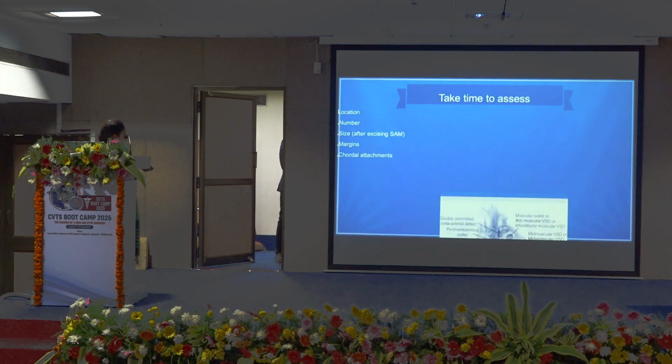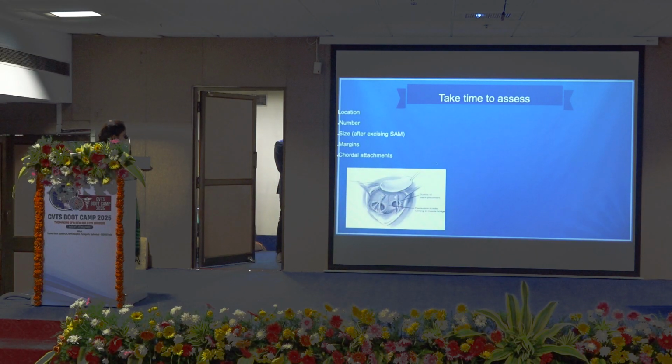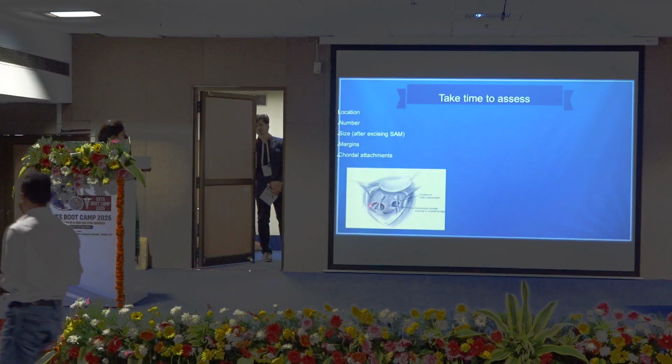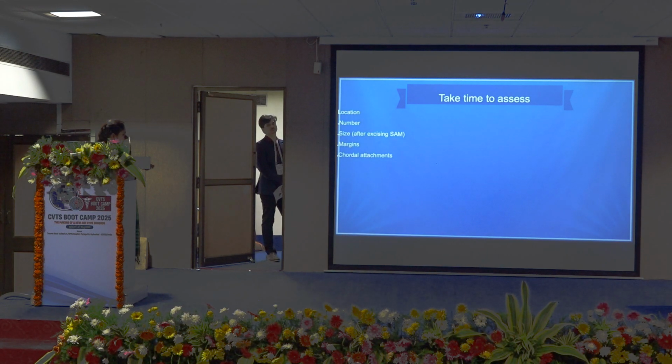Then, regarding the number of VSDs, you can have multiple VSDs or a single VSD. If you have multiple VSDs, there can be two large VSDs, like here, where there is a perimembranous VSD and an inlet VSD. In these cases, never cut down the tissue, the septal bridge between the two VSDs, because this is where the conduction goes, in between these two VSDs. So either use two separate patch closures, or you can even use a single patch for the closure of both the VSDs.